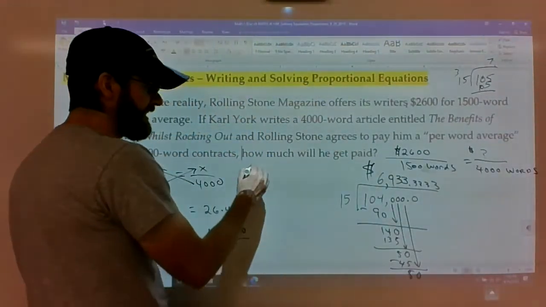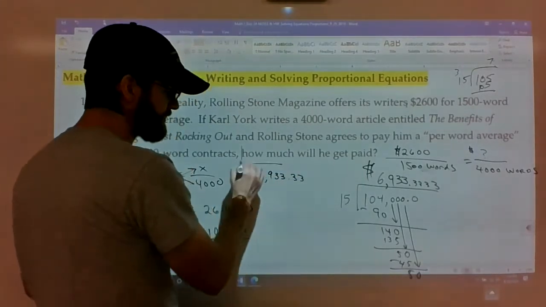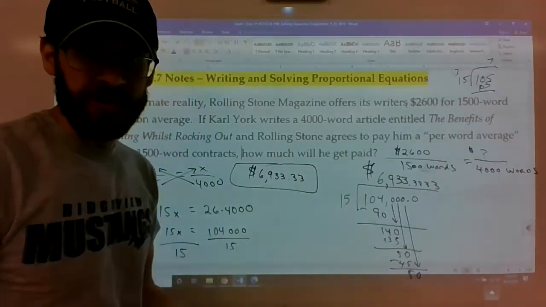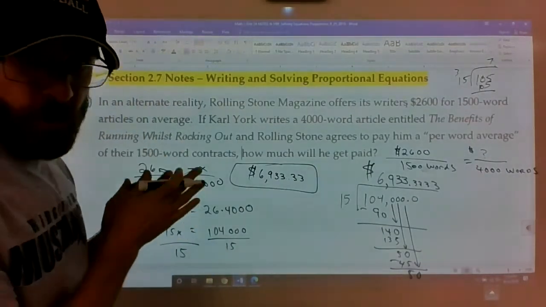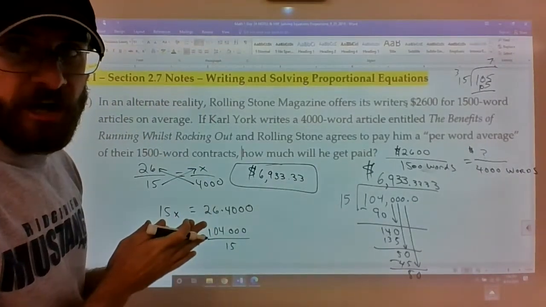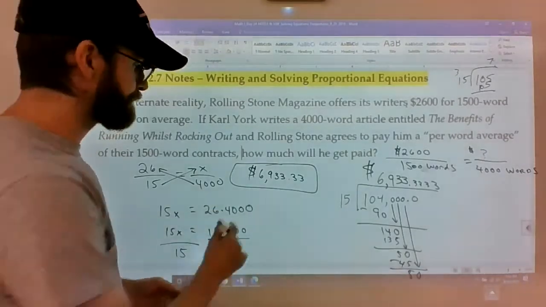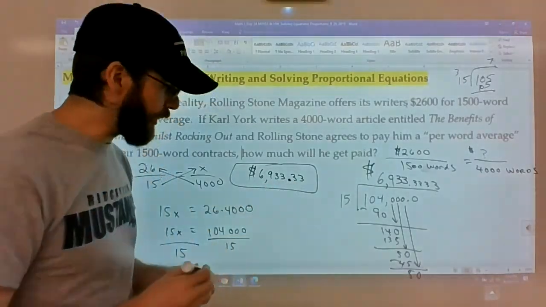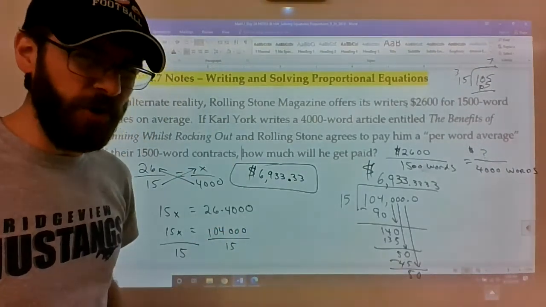Carl's going to get paid $6,933.33 if that's their exact agreement. If it's going to be based on their per word average of the $2,600 for a 1,500 word document, that's how much he can get paid. All right, I think that was the most complex of these. These other ones shouldn't be so hard.